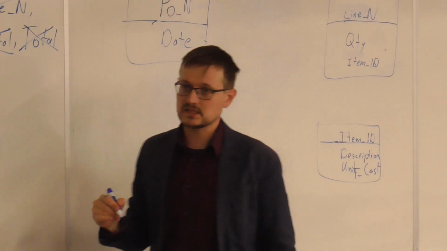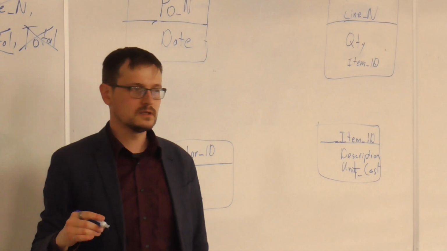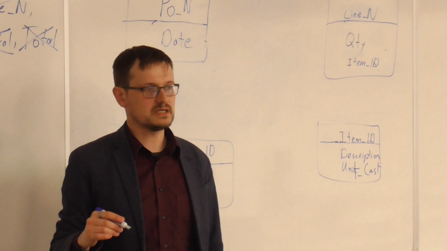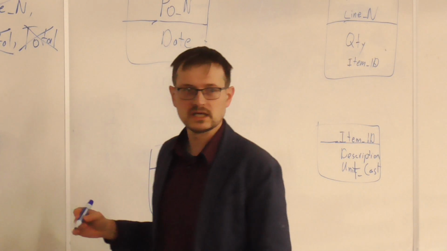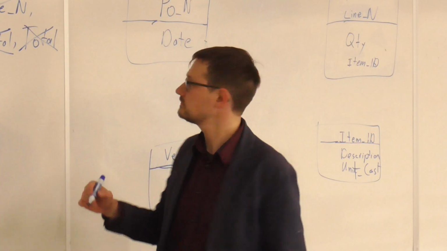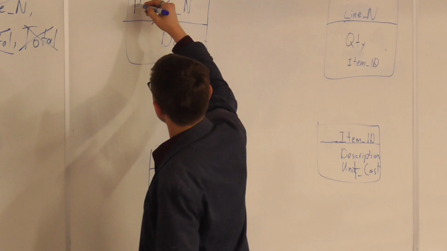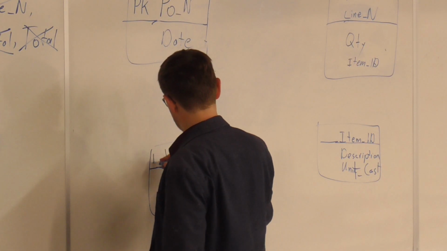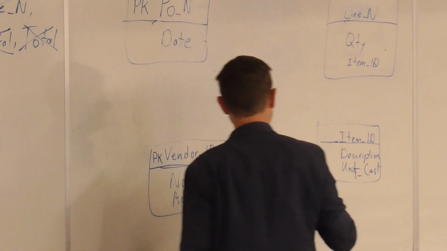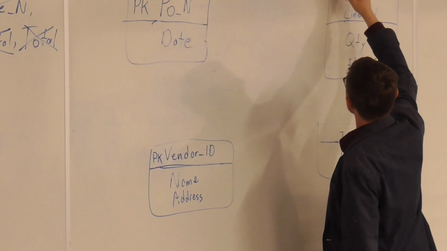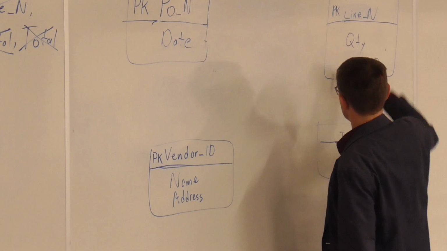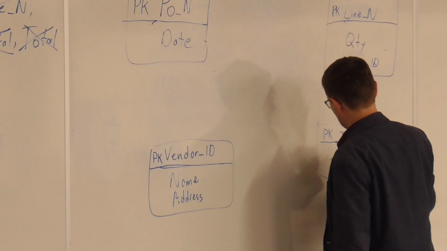Now, when you're doing an entity relationship diagram, you label the primary keys PK. It does not stand for psychokinetic. PK, PK, PK, PK, PK, chew.